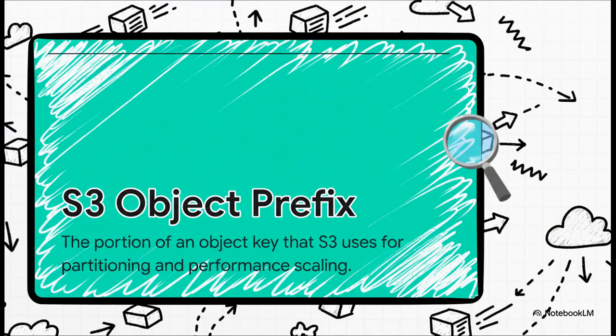So, what in the world is a prefix? Well, for starters, it is not just a fancy name for a folder. It's the very first part of your file's name, what S3 calls its object key, that the internal S3 machinery looks at to decide exactly where, on its absolutely massive infrastructure, your data is going to live.